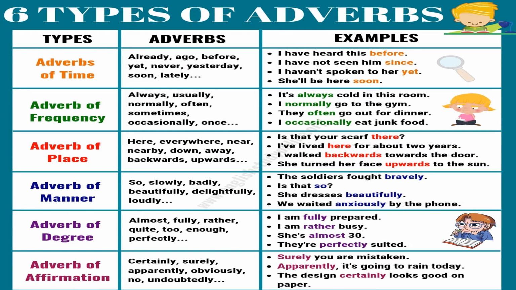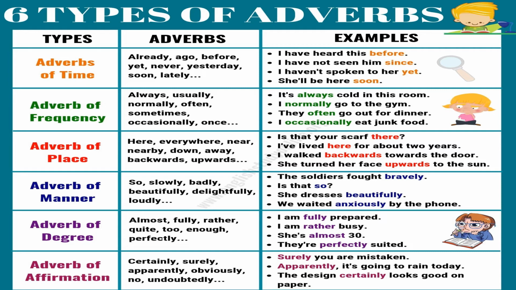When we say adverbs, we must mention the types of adverbs. The types of adverbs differ. You may find adverbs of time, and here are some examples: soon, yet, never, yesterday, before, lately, ago, already.